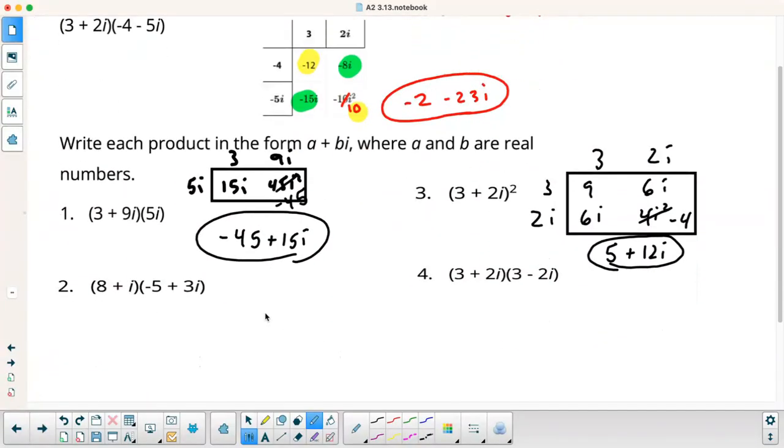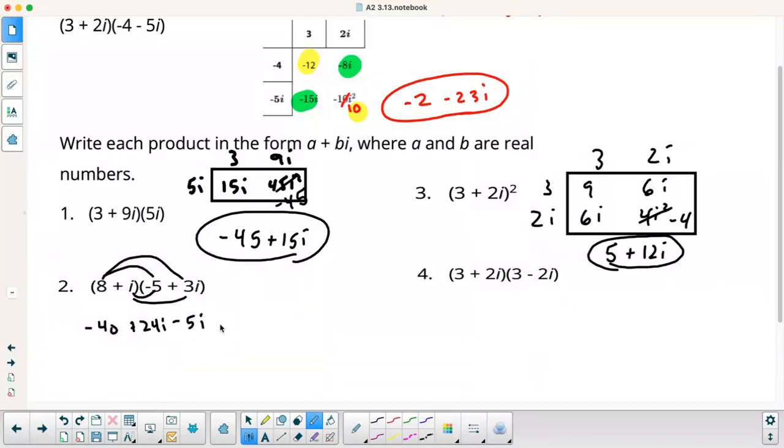Over here. Now, some of you might remember the FOIL method where you take the first terms and multiply those. Let's do it that way instead of making a box. You could still make a box if you want, but I'm going to change it up depending on how you learned it. 8 times negative 5 is negative 40. And then I've got to take the 8 times the 3i, so that would be 24i. i times negative 5 is negative 5i.